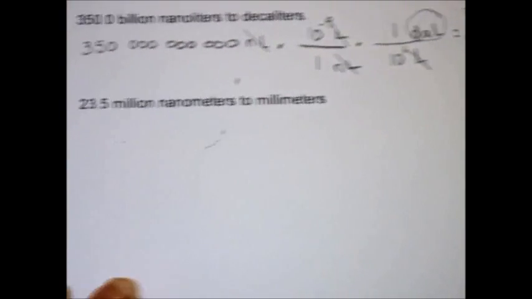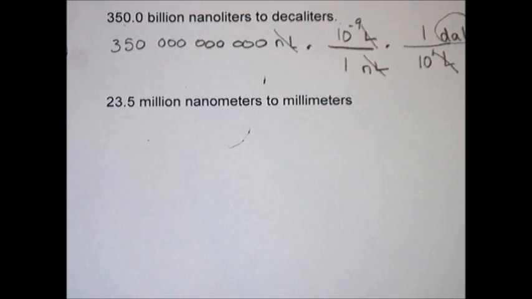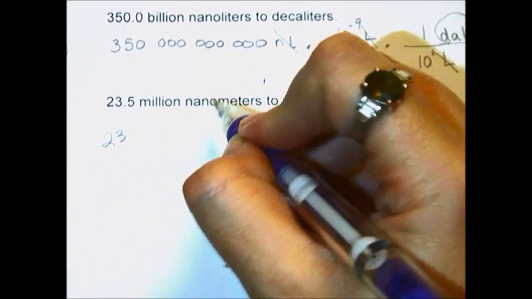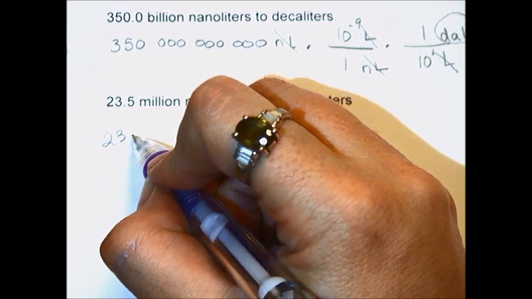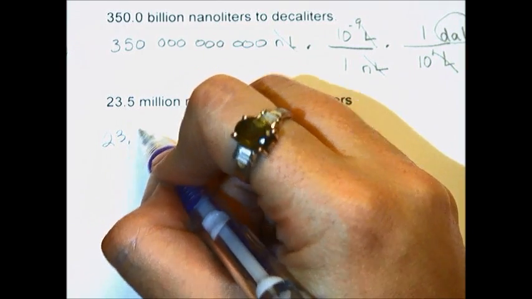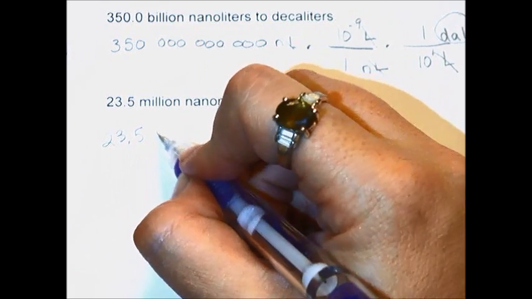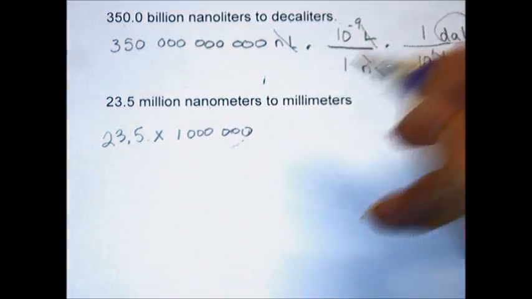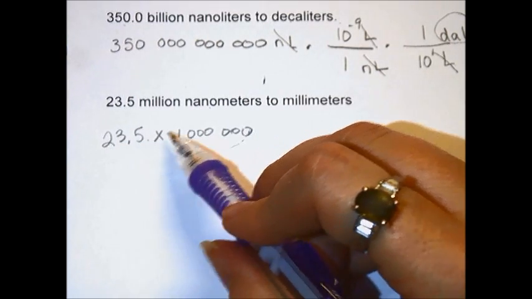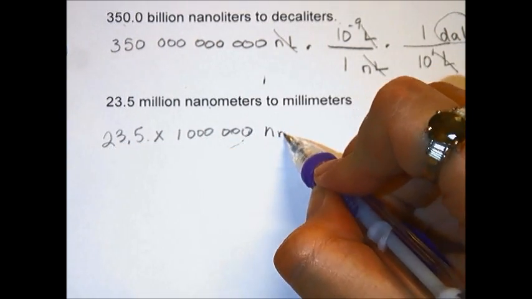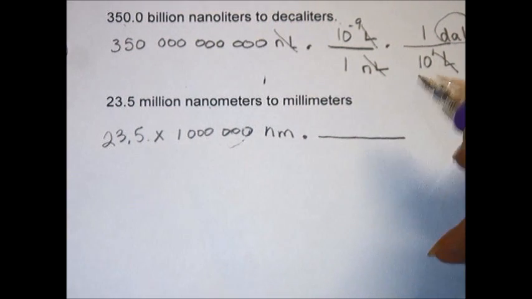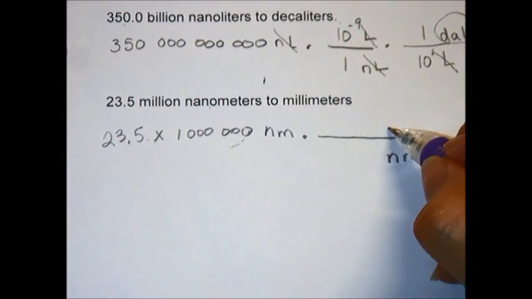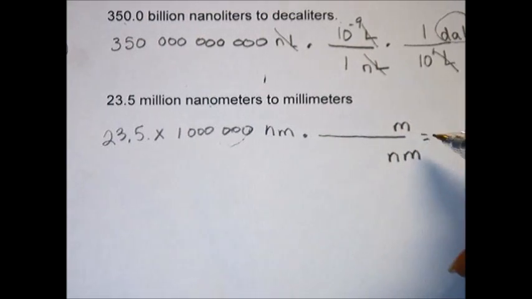And let's just do one more of those to make sure we've got it. 2.35 million. Okay, first thing we need to change that over to nanometers. 2.35, and I can think about it this way, times 1 million. So that's 2.35 million nanometers. Now I need to make a fancy one. Nanometers. But I can't go straight to millimeters, so I'm going to go to meters first. And I'm going to look that up on my chart.